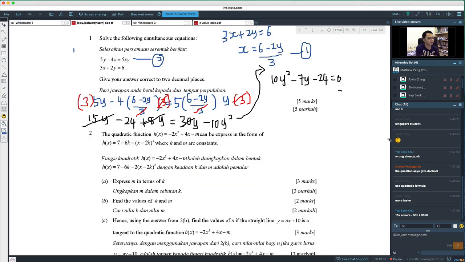Okay, so in order to get decimal, you can use a calculator, or you can use the formula, which is x equals -b plus minus square root of b squared minus 4ac, divided by 2a. Just substitute your a as 10, b as -7, and c as -24. Yeah, use the quadratic formula.